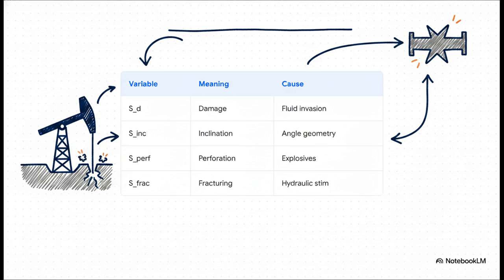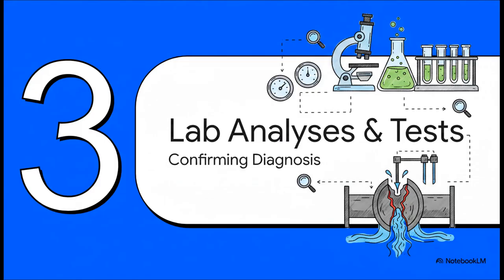But total skin isn't just one thing. It's actually a sum of many variables. There's SD, which is the actual physical damage or blockage we just talked about. But there's also S-inc, caused by the angle or inclination of the well, S-perf, related to how the well was perforated with explosives, and even S-frac, which accounts for hydraulic fracturing. By isolating these, engineers can figure out if the well is truly sick with deposits or if it's actually just a geometric issue. We have our symptoms and our math, but a good doctor never cuts without confirming.